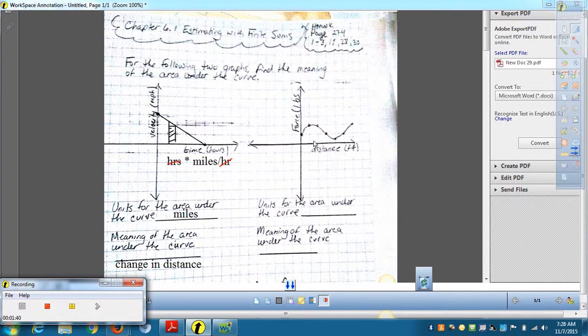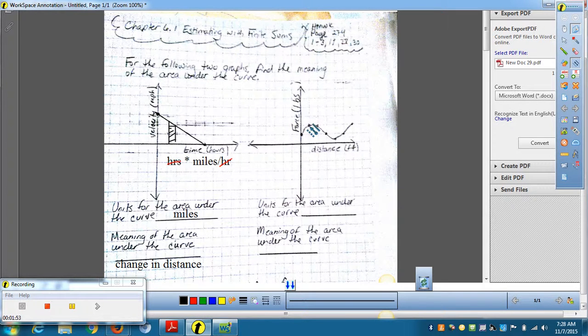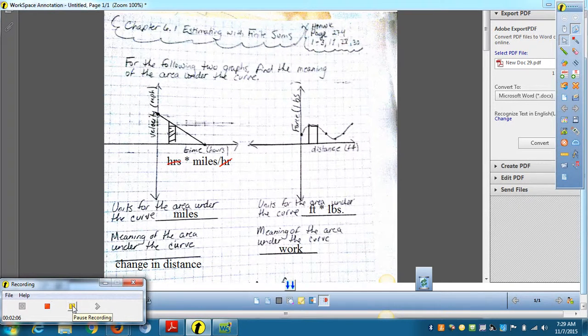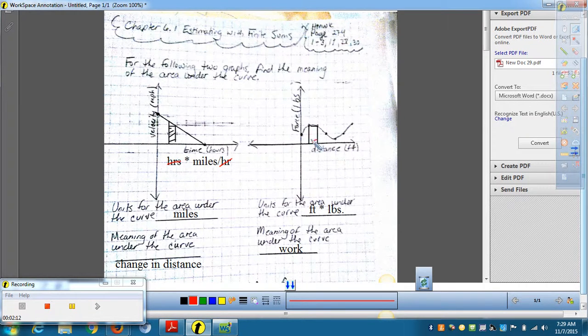Okay, so if we look at our second graph, we have force on the y in pounds and distance on the x in feet. So again, if we think about one rectangle underneath there, if we use one rectangle and found the area of that rectangle, we would be having feet times pounds. And force times distance is, in this case, in foot-pounds. This is the rectangle that we're finding the area of. And foot-pounds is a measure of work.